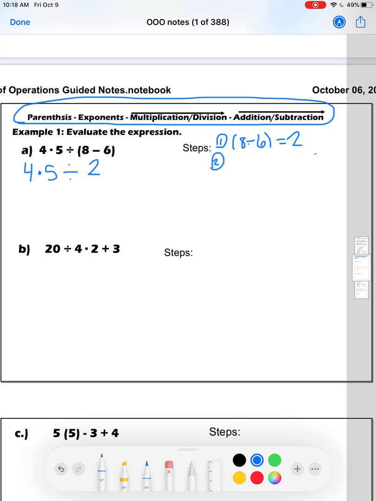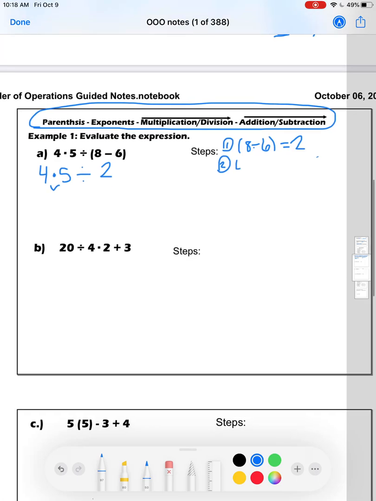Okay, next, there are no exponents, so we go to multiplication and division, whatever comes first from left to right. Since multiplication comes first in this case, that is what we will be solving: 4 times 5, which gives us 20. Bring down what we didn't use, and then our last step is going to be division. So we'll do 20 divided by 2 to get 10 as a final answer.